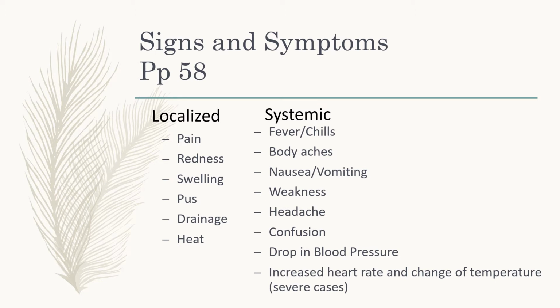So just know that if you see a drop in blood pressure or an increase in heart rate, a change of temperature, all of that is part of the severe systemic infection. You're going to see all the other stuff first, the fever, the body aches, the nausea, vomiting, weakness, headache, confusion. You're going to see all that at the beginning. But when it gets severe, you're going to see changes in vital signs, and that's when it starts to get really dangerous.